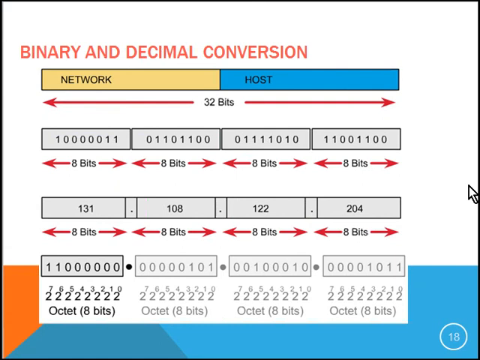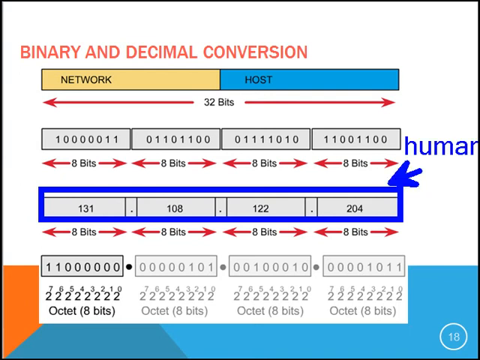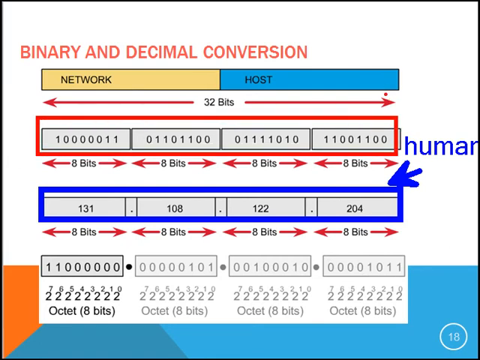Okay, so we need to convert the numbers between binary and decimal. The main reason is that when we look at the IPv4 address, in this case 131.108.122.204, this is how humans interpret the IP address because we recognize decimal numbers. But computers actually recognize binary numbers. So humans understand decimal and computers understand binary, so that's why we need to convert between the two different number formats.